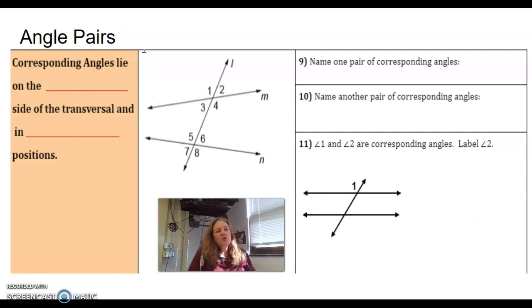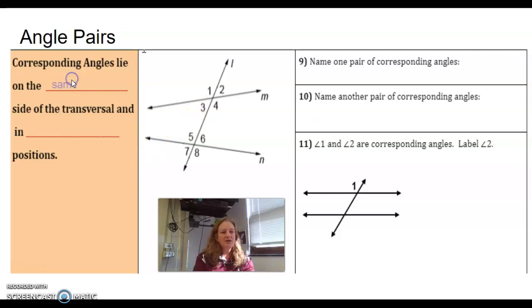Okay. Corresponding angles. These are my favorite. I know you're not supposed to have favorites, right? They actually are my favorite because they're so different. The other ones follow a pattern. Well, everything follows a pattern. Let me rephrase that. The other ones are based on their name, but corresponding depends on how you see it.